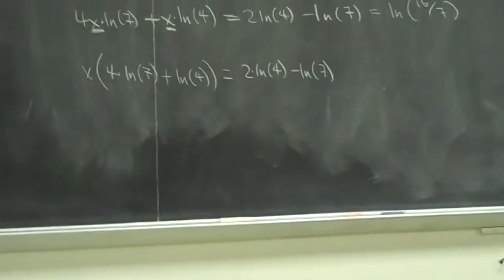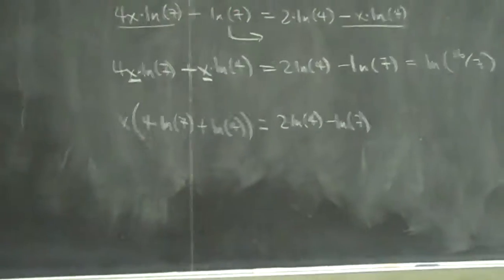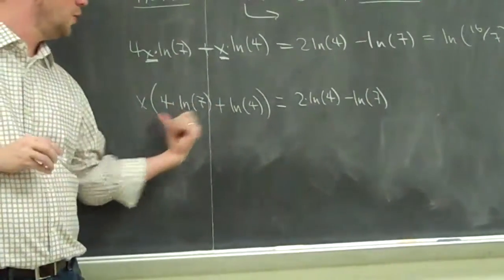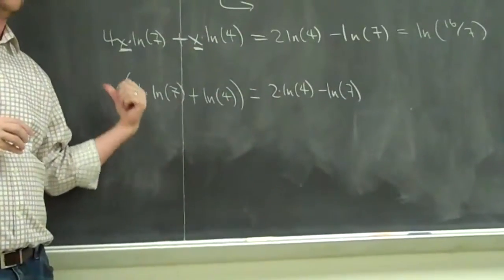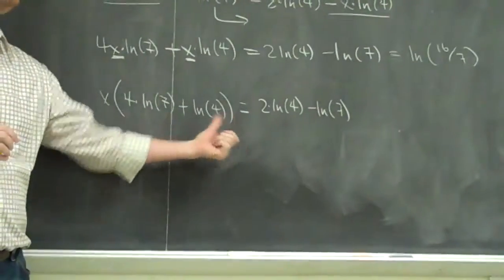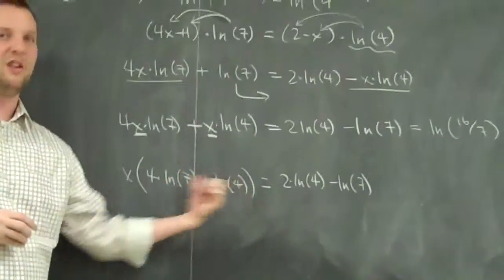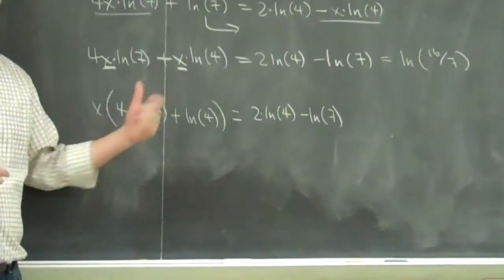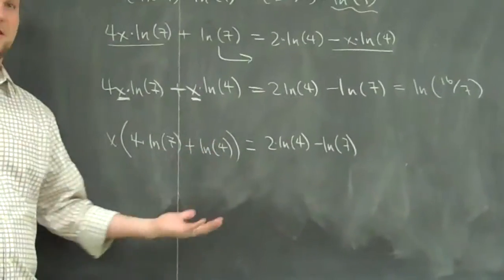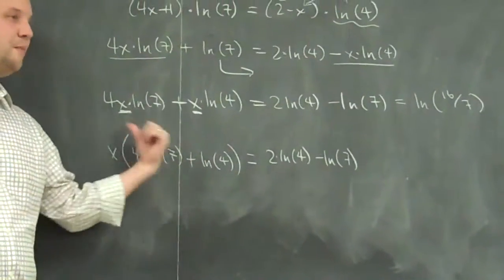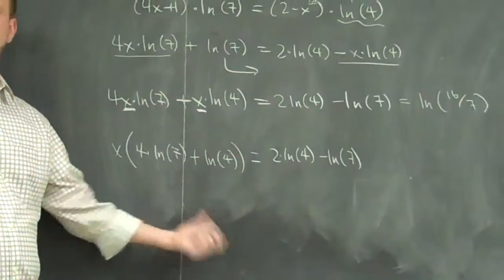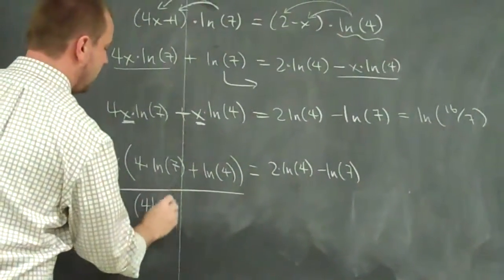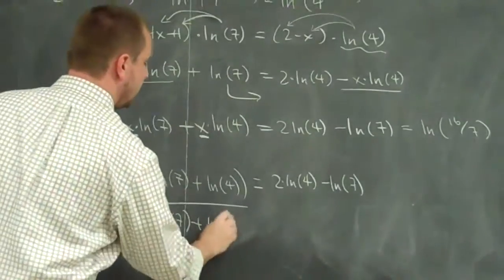I know it's gory, bloody, gruesome, seasonal, but right here, what does this really say? This says x times a number. That's all this is. This is all just a number: 4 times the natural log of 7 plus the natural log of 4. If you type that in, that's just a number. And how do I get rid of multiplying by a number? I divide by that number. So I'm going to divide both sides by 4 times the natural log of 7 plus the natural log of 4.